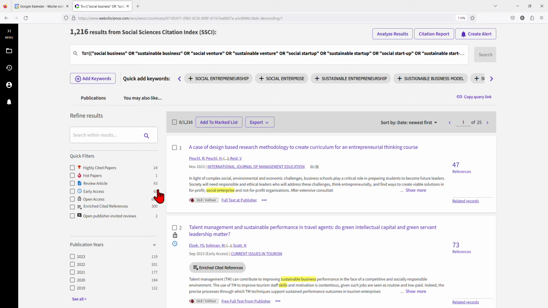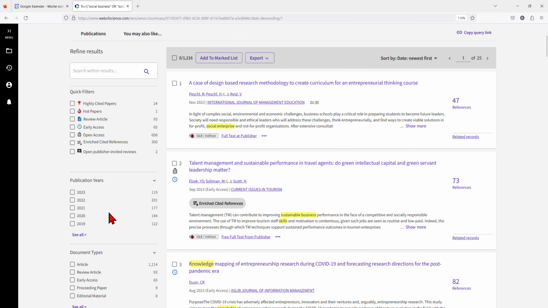Or for example, if you're searching on the influence of artificial intelligence on sustainability management, then you probably don't need to see through all the articles from 1976 or whatever, because artificial intelligence wasn't relevant at that point of time. You can restrict it then as well. So that was for the publication years.